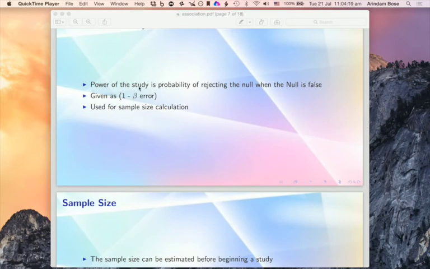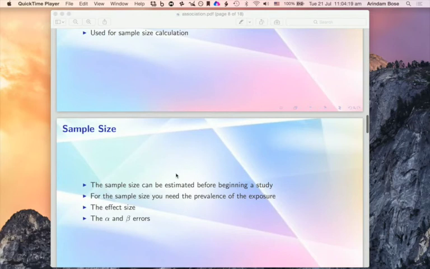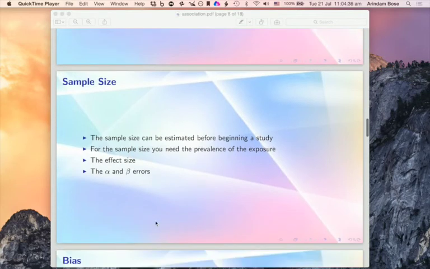And all of these things, that is the alpha error, the beta error, and the effect size estimates, are used for sample size calculation. So the sample size can be estimated prior to beginning a study. And for the sample size, we will need the prevalence of the exposure for an exposure-outcome kind of study, the effect size that we shall consider to be important, and the levels of the alpha and beta errors.